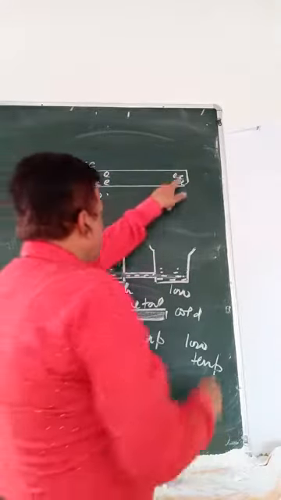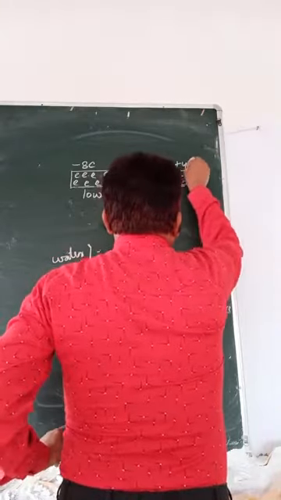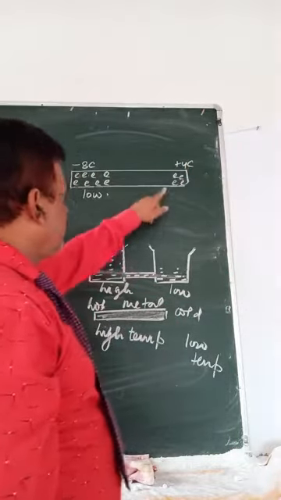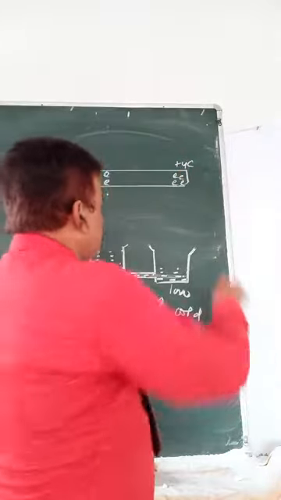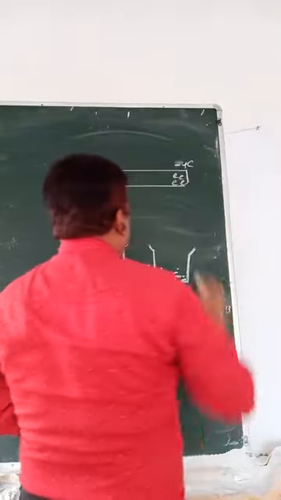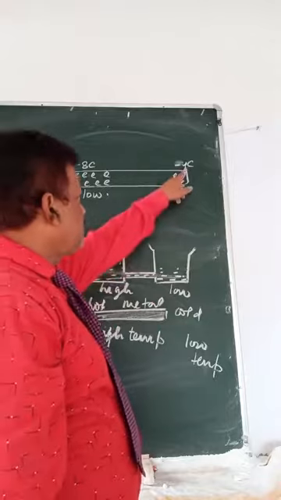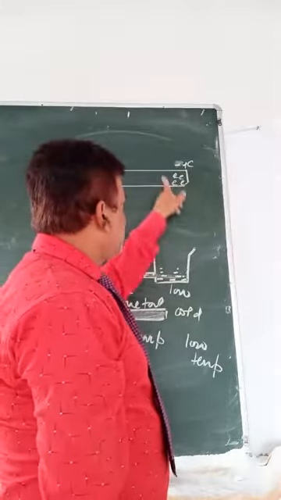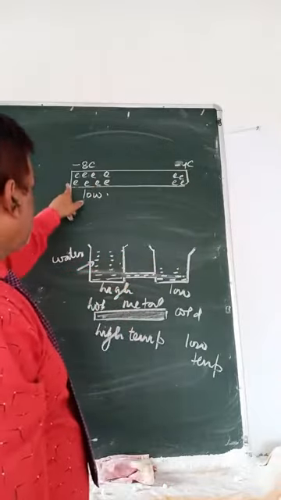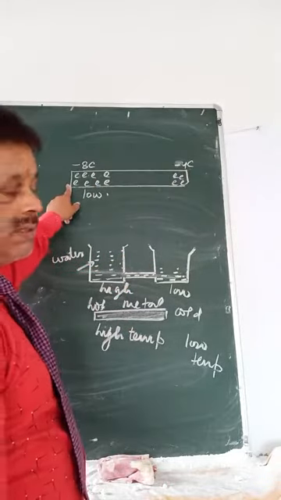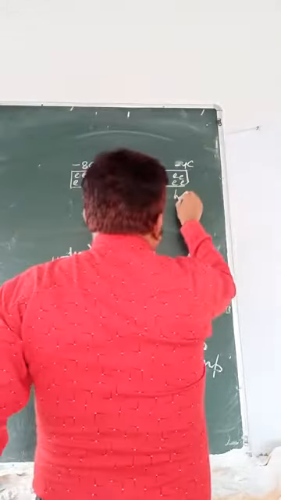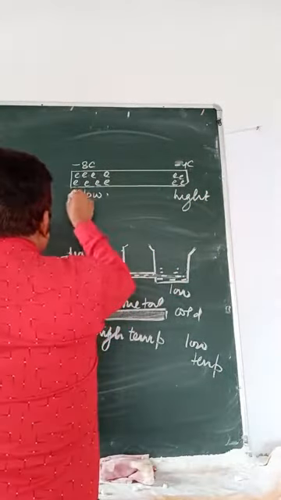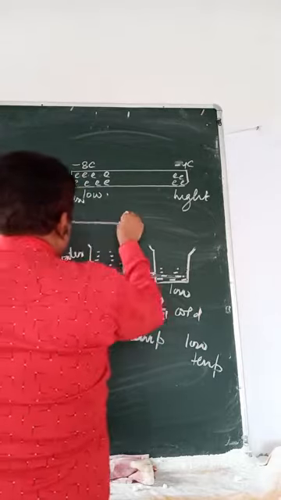I can say here 1, 2, 3, 4, that is minus 4 coulomb. That means minus 4 is bigger than minus 8. So this one you call high potential, this one you call low potential. So this is high, this is low.